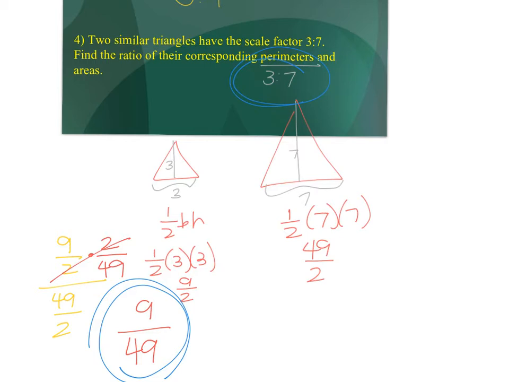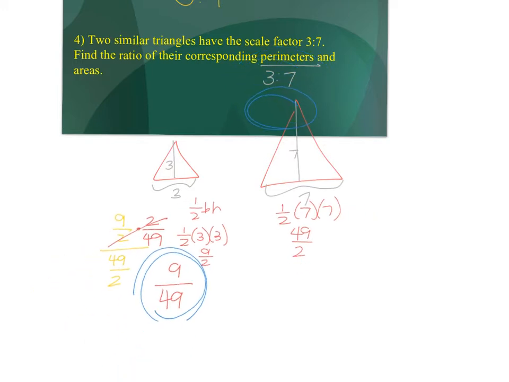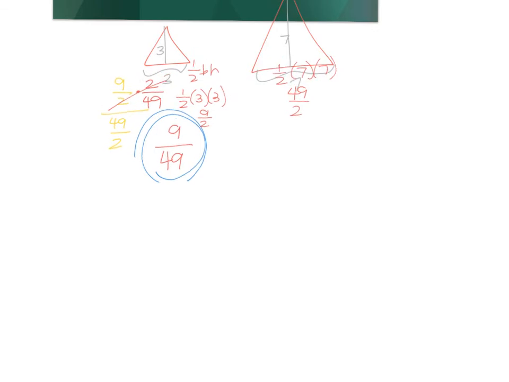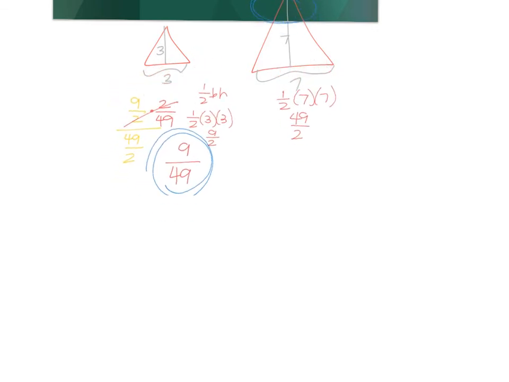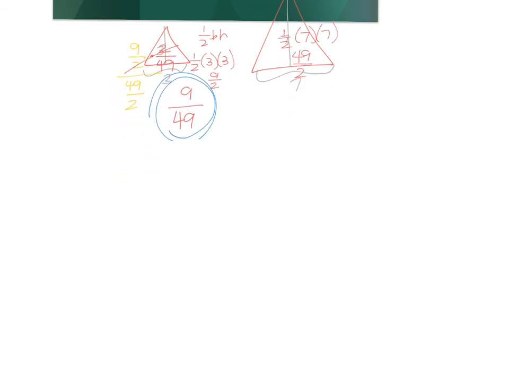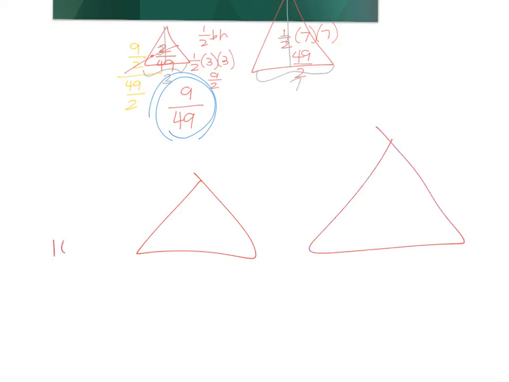Emily? It's squared, right? Multiplied by itself. So let's see if that works every time. Let's try different measurements. Let's make it easy on ourselves and make it a nice even number, okay? So let's say I've got a triangle and another triangle, and let's say the scale factor is 10 to 12. So this would be 10, this would be 12, this would be 10, this would be 12.